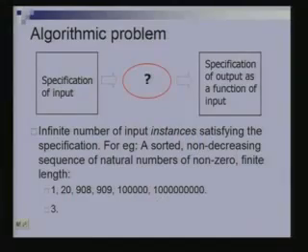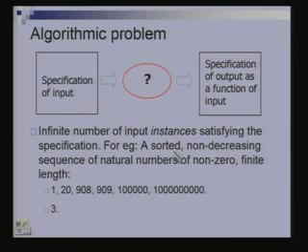Okay, so what is an algorithmic problem? An algorithmic problem is essentially that you have a certain specification of an input, as is given here, and you specify what the output should be like. One specification of an input could be: a sorted non-decreasing sequence of natural numbers of non-zero finite length. That is a completely specified input. I have given two examples here of inputs which meet this specification. I have not given any output specification yet here.